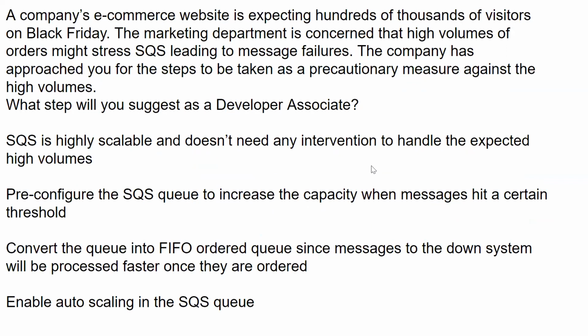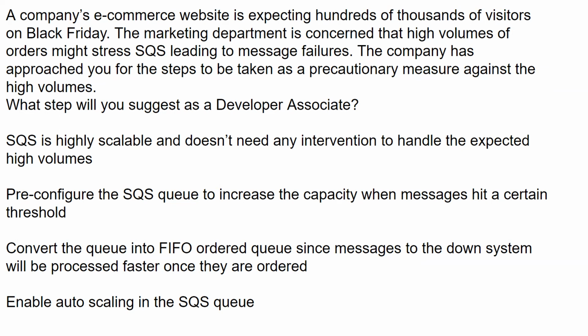A company's e-commerce website is expecting hundreds of thousands of visitors on Black Friday. The marketing department is concerned that high volumes of orders might stress SQS, leading to message failures. The company has approached you for the steps to be taken as a precautionary measure against the high volumes. What step will you suggest as a developer associate?